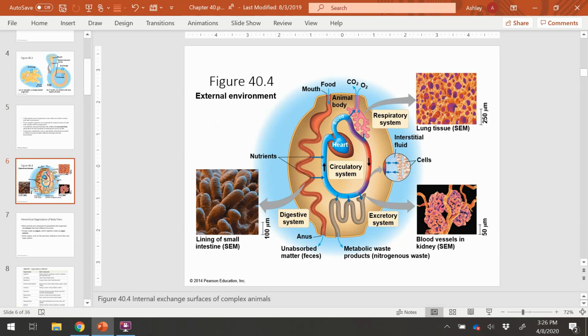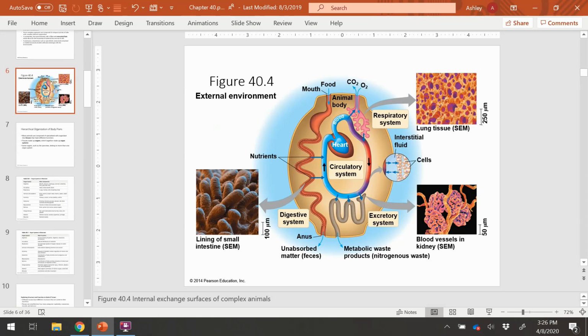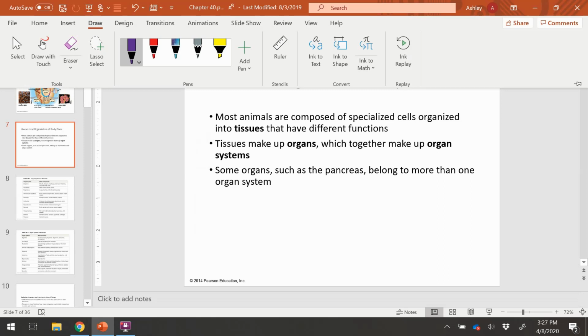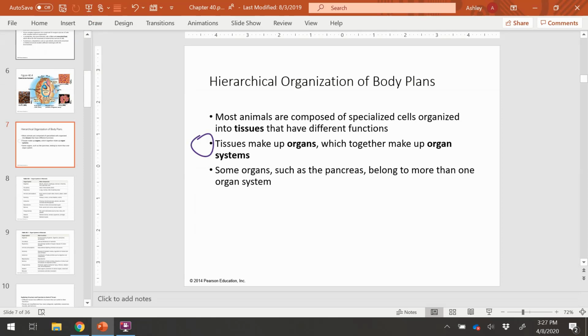And so then you have the excretory system getting rid of waste, metabolic waste products. So that's the development of organs, which is the important idea from this section here, that the body plans have first tissues, so groups of cells that have a particular function. These tissues then make up organs, and together multiple organs make up organ systems.